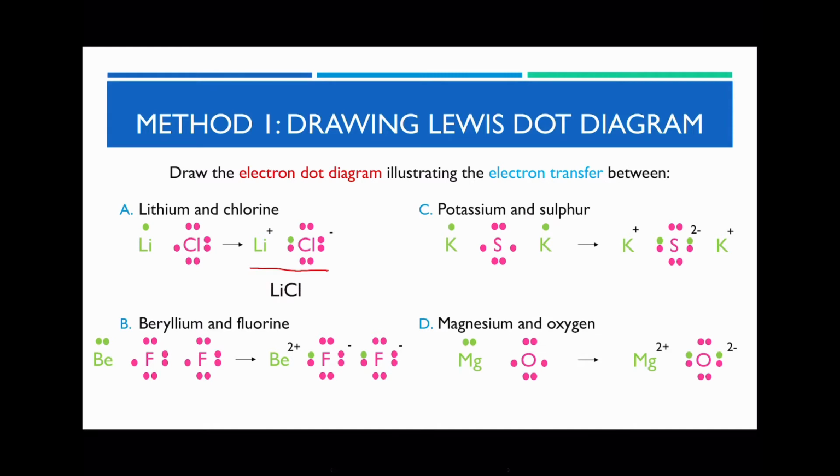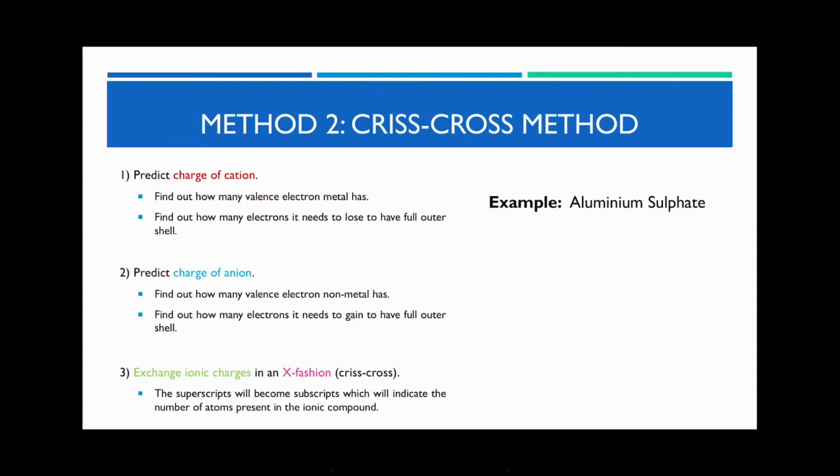For part B, where you've got beryllium and fluorine, notice that you've got two fluorine anions and one beryllium cation, so therefore it's going to be Be, just one Be, followed by two Fs. And you have to put that 2 as a subscript, so lowercase in this case. Potassium and sulfur will become K2S, and magnesium and oxygen, when they form an ionic compound, will just be MgO. Now, the easier way to find out what the ionic formula is going to be is by following the crisscross method.